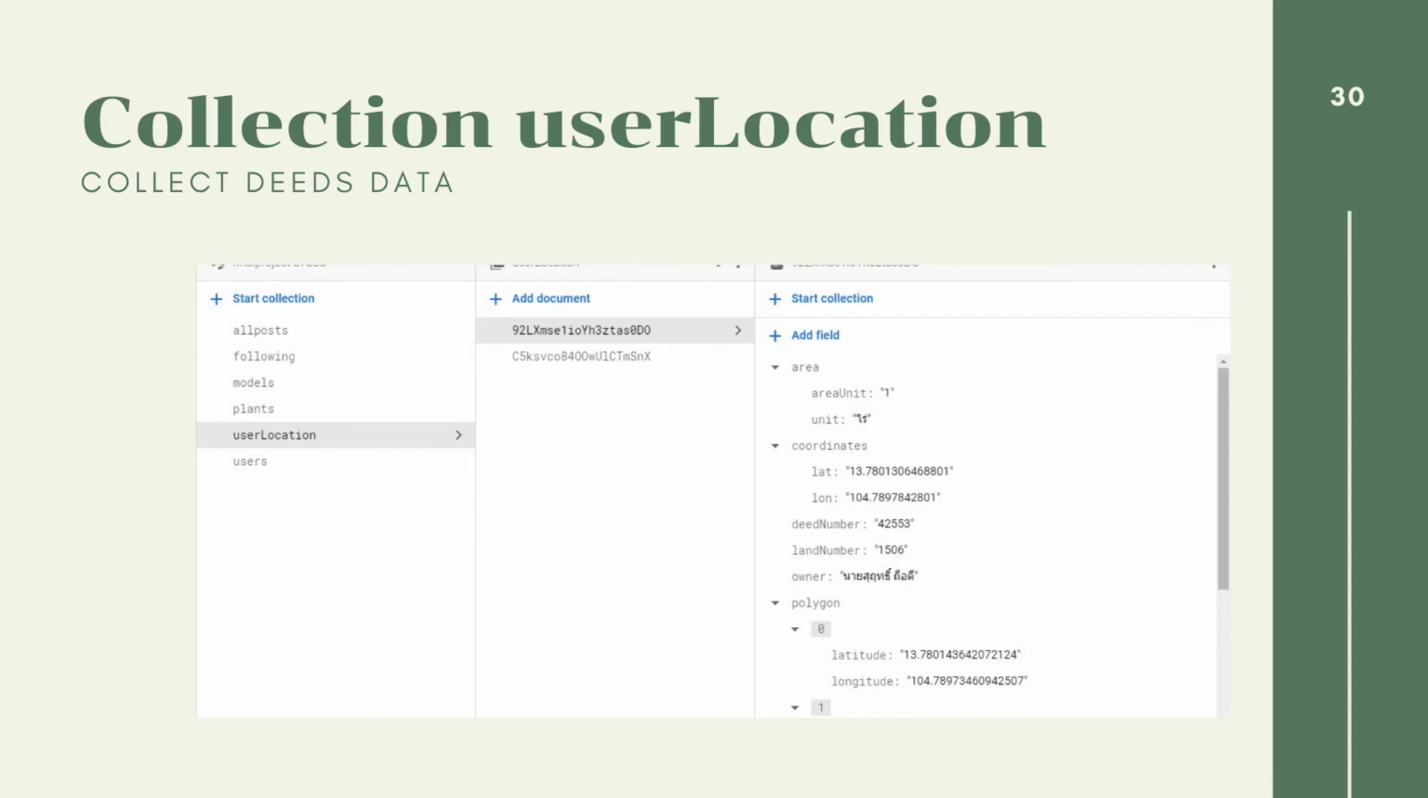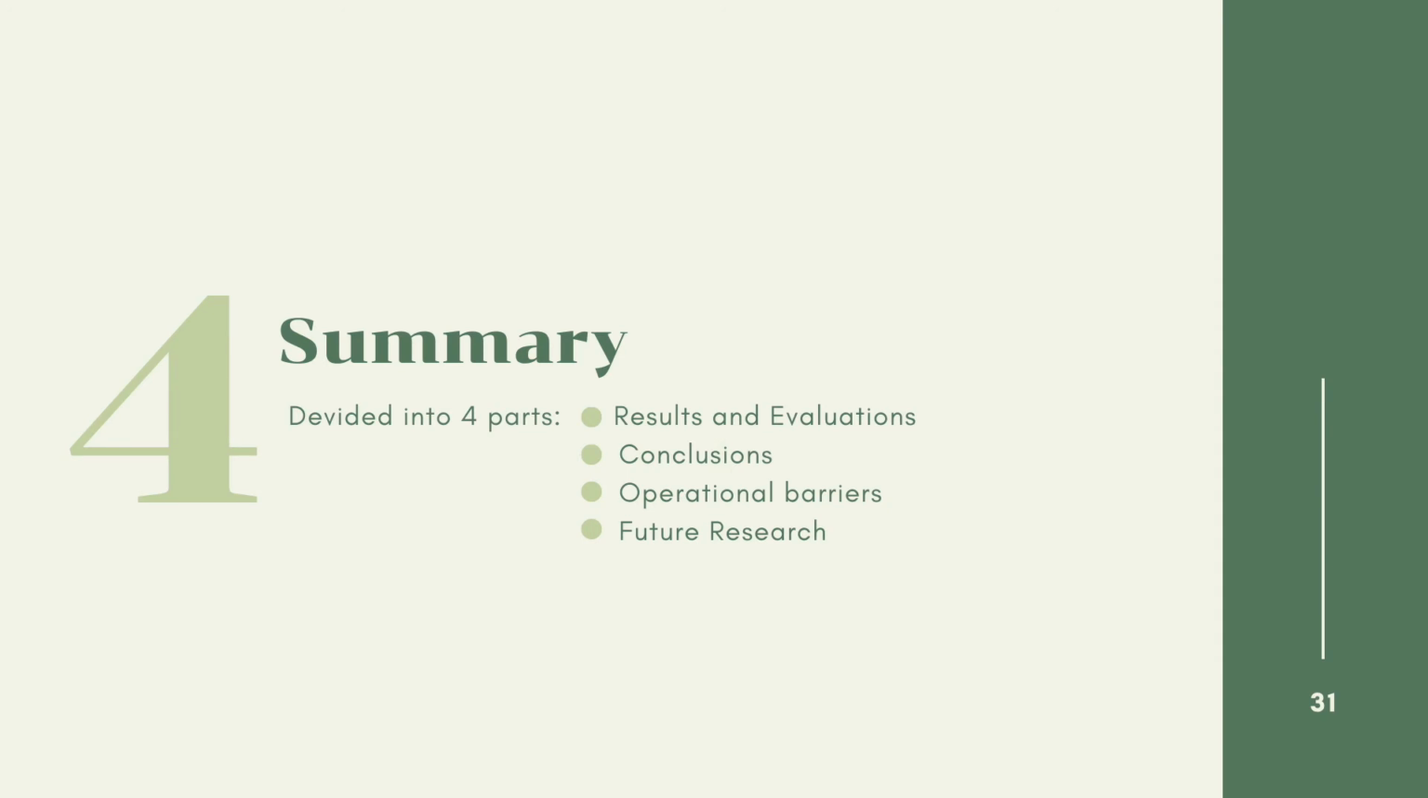Collection user location stores all area data that consists of the fields area, coordinate, required number, owner, land number, polygon, and province. Finally is the summary. We divided it into 4 parts. First, result and evaluation. Second, conclusion. Third, operational barrier. Fourth, future research.